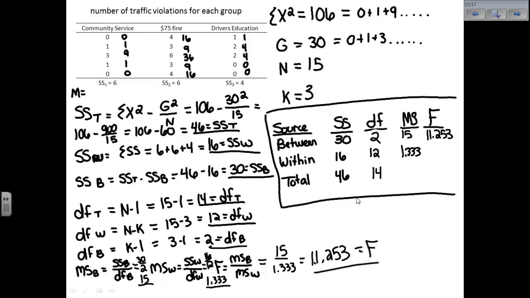So there's a lot of calculations, but they're fairly straightforward, and it's so nice if you stay organized and then put your final answers into a source table. That keeps you organized when you have to go back and find pieces of this source table for the calculation of eta squared or for Tukey's HSD. Makes it easier for me to grade, and it just forces you to stay organized. Also, it's important to understand the source table because when we do this in Excel, you'll see something similar to this being produced as an output. Okay, so we're done with step 3. We know that F is 11.253.